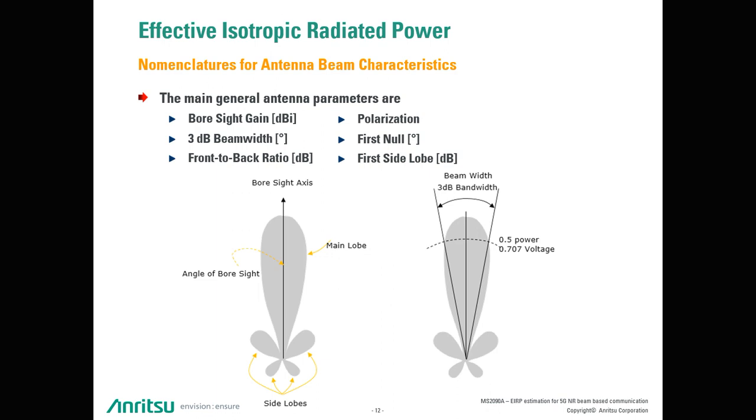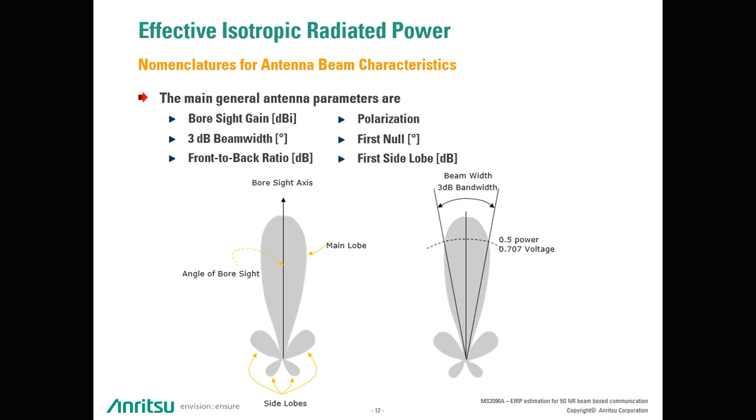When no direction is specified, gain is understood to refer to the peak value of the gain. In most of the cases, it is the gain in the direction of the antenna's main lobe. A plot of the gain as a function of the direction is called the antenna gain pattern or radiation pattern of the antenna.